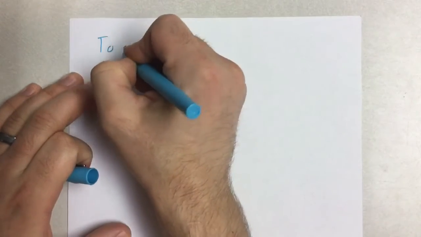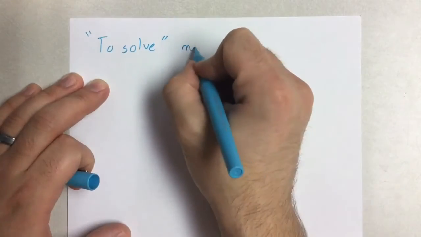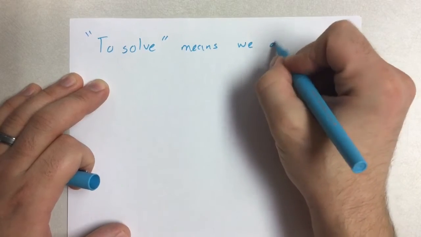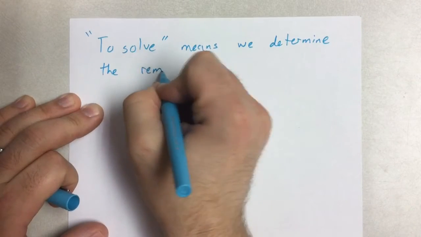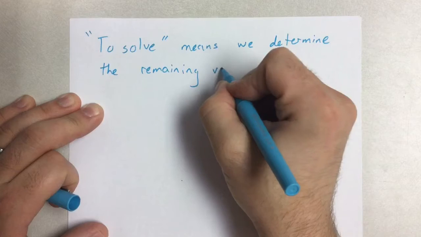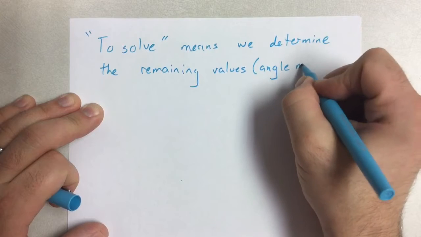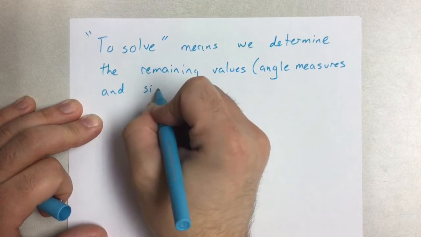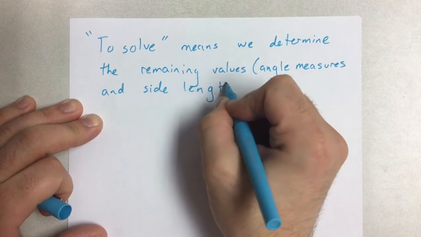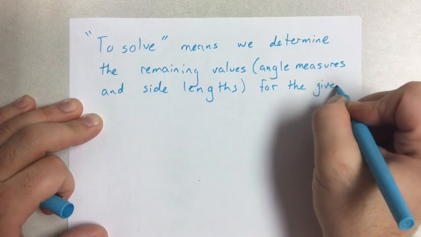So when we say to solve a triangle, to solve a right triangle, what does that mean? What it means for us is that we determine the remaining values. Those values would be the angle measures and side lengths for the given right triangle.